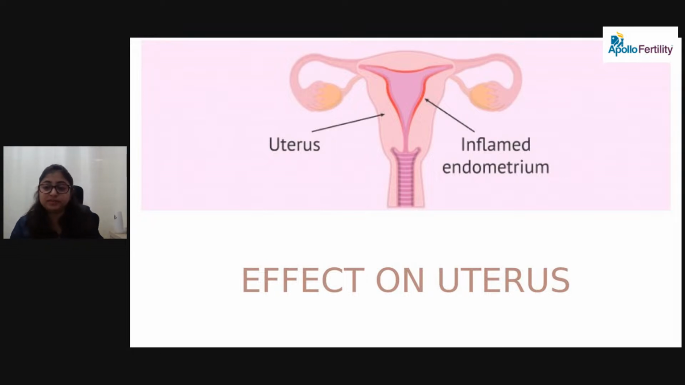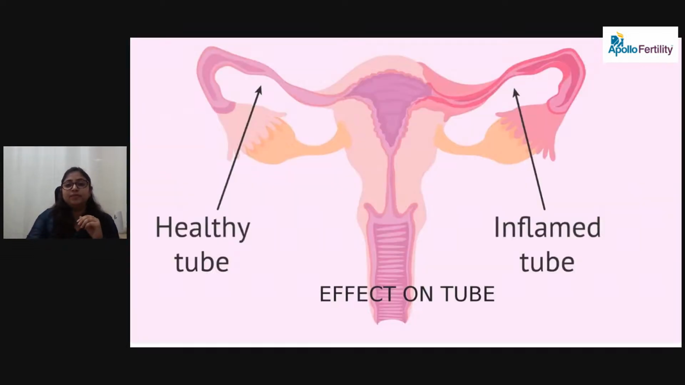So these infections affect our uterus. The uterus has the inner lining called endometrium. The endometrium gets inflamed, the same way I told you, that some cells come to respond to that infection. It becomes inflamed, that is redness, swelling, these things come.